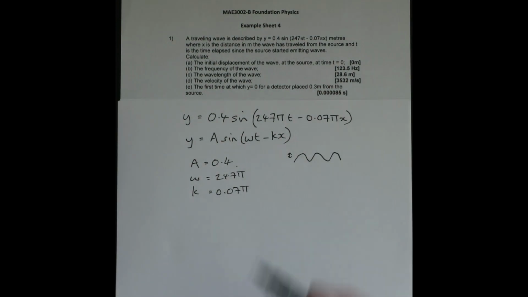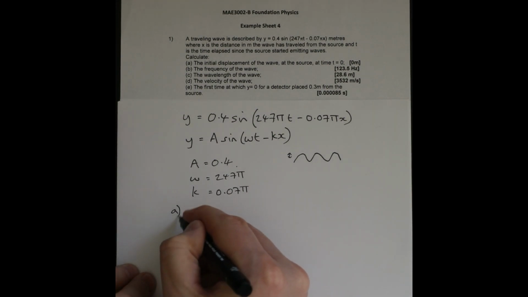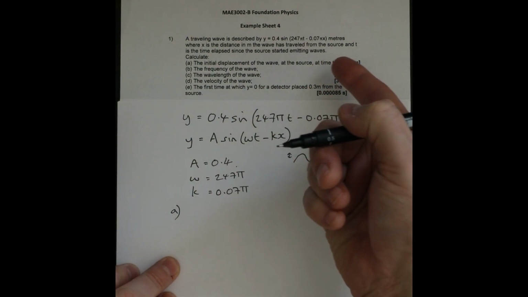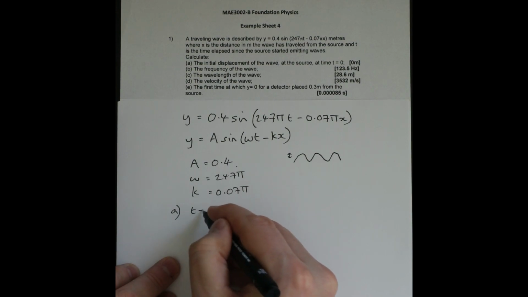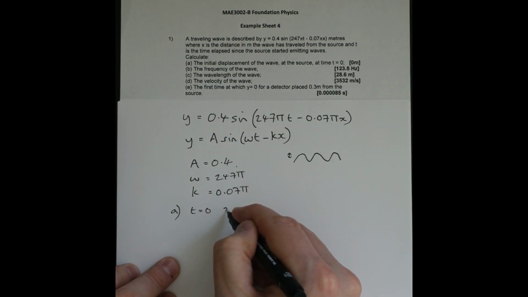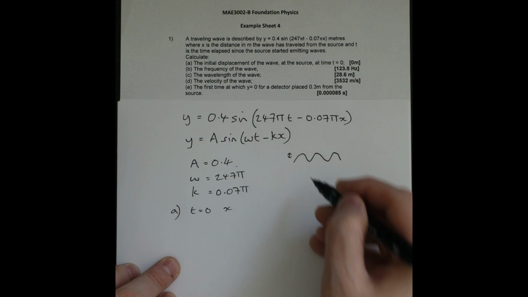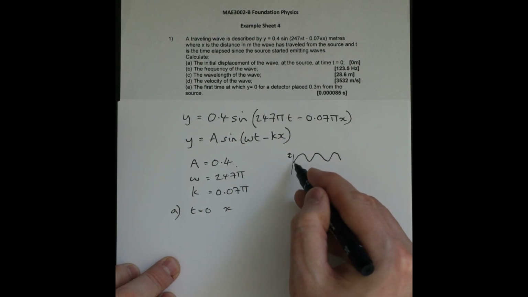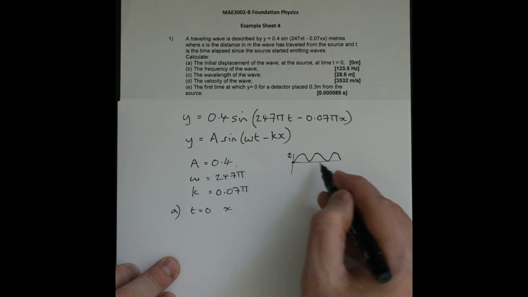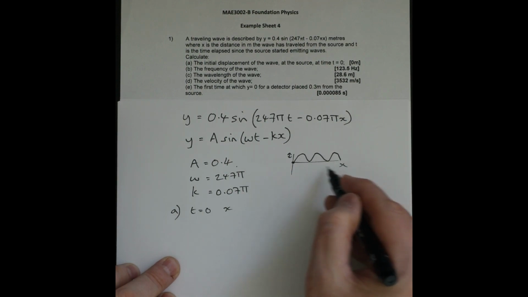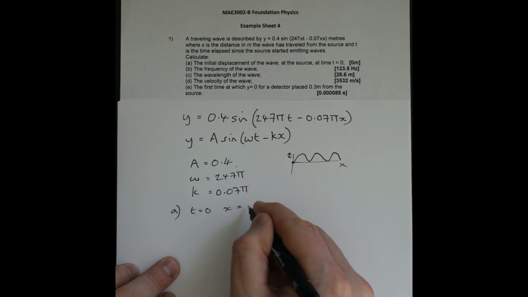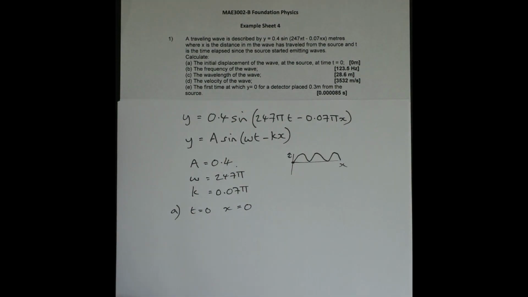So part A of this question is asking us to calculate the initial displacement of the wave at the source at time t equals 0. So that's telling us that t equals 0 and also x equals 0 because it's at the source of the wave. If you imagine this is distance from the source, then at the source x is equal to 0, and as we move away from the source x increases. So in this case x is going to equal 0.